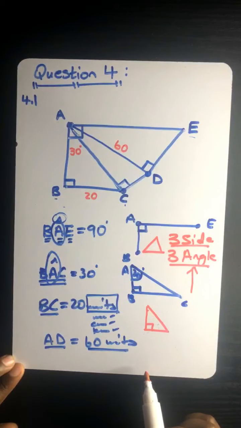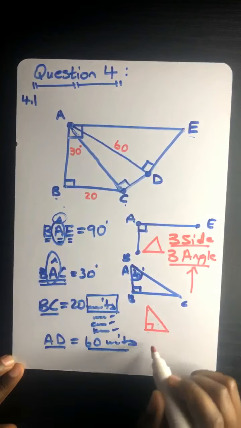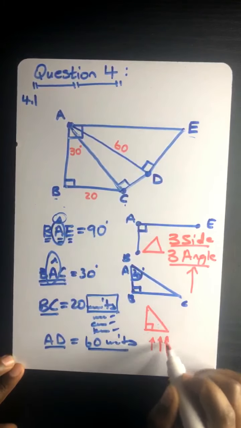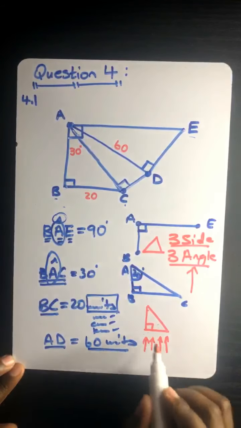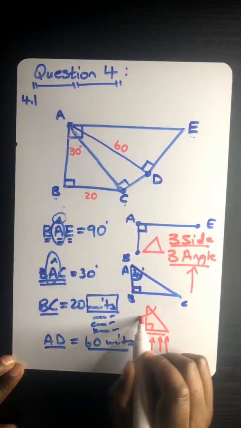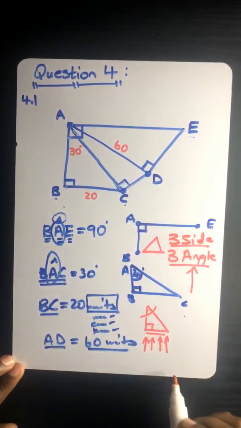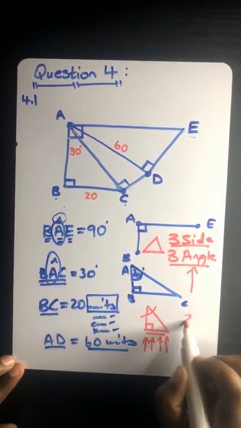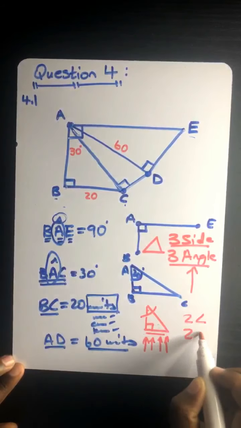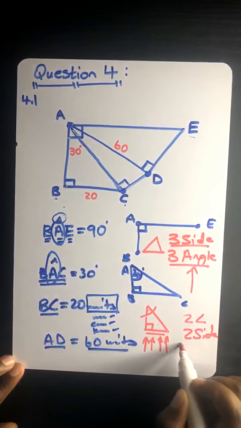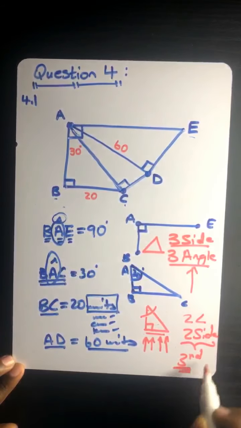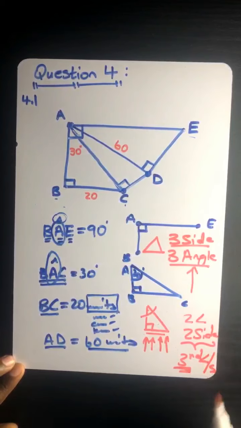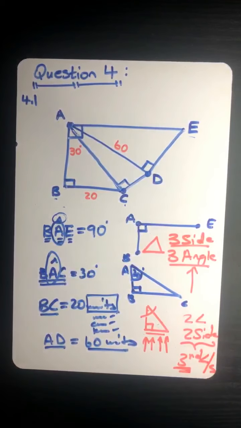Always, when you are dealing with a right-angled triangle, for you to calculate either the side or the angle, you must always have two things. You can either have two angles or two sides in order for you to calculate the third unknown, which could be an angle or the side. Very, very much important, ladies and gentlemen, over there.